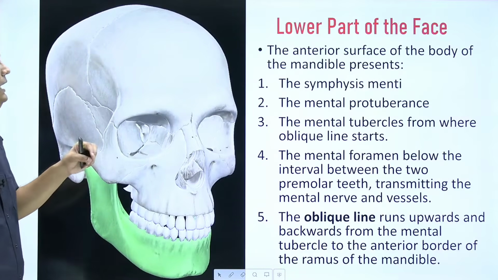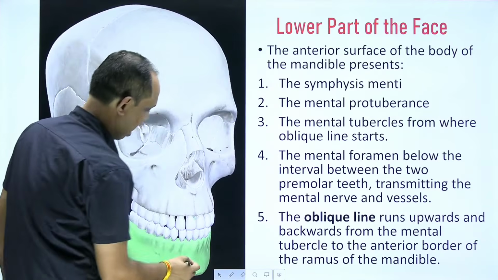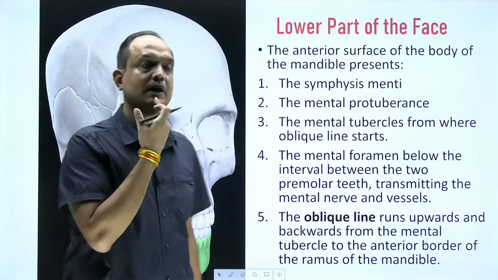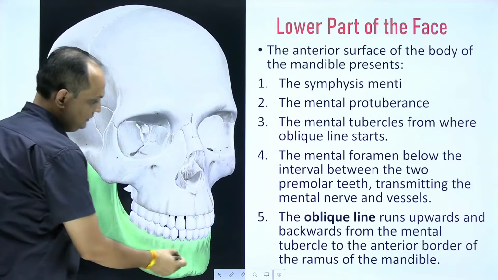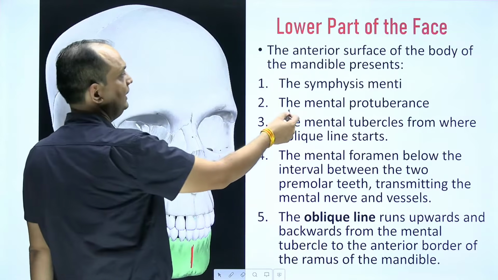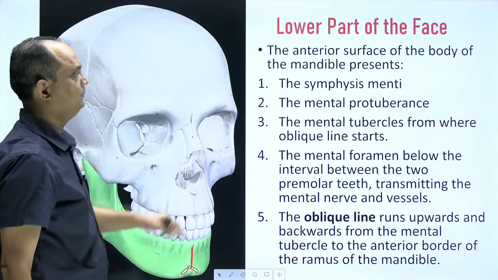Then what are the other features of the mandible? You will have the symphysis menti. When you see the mandible, here you will have the symphysis menti in the midline. Then you will have the mental protuberance. These two projections are known as mental protuberance.